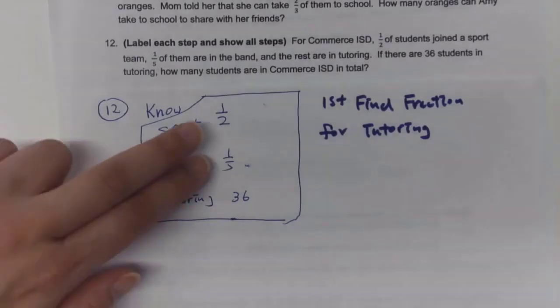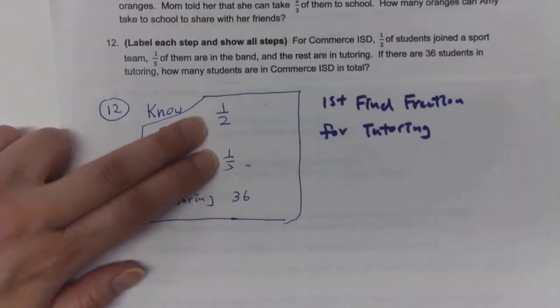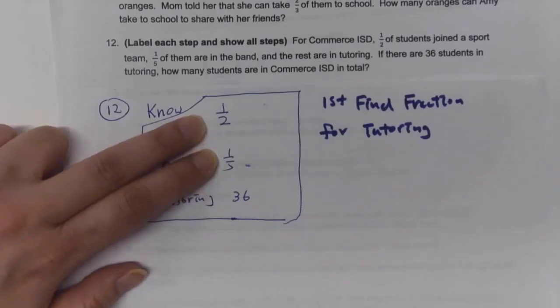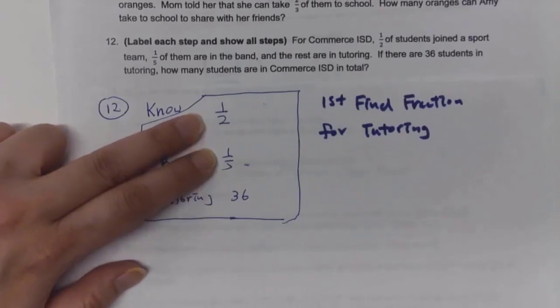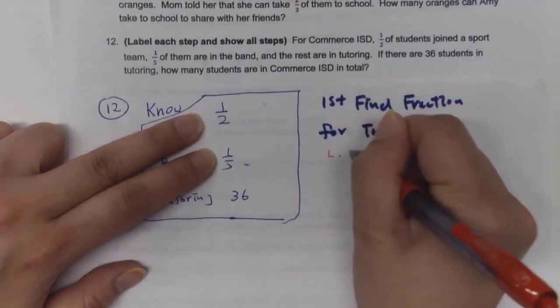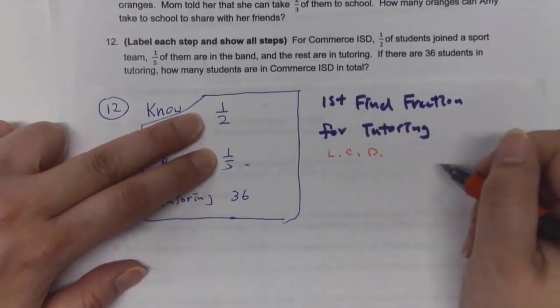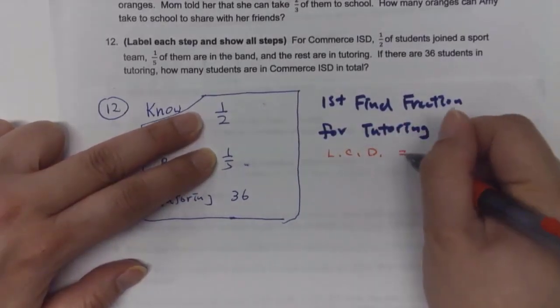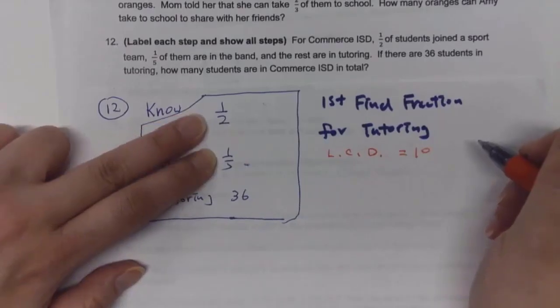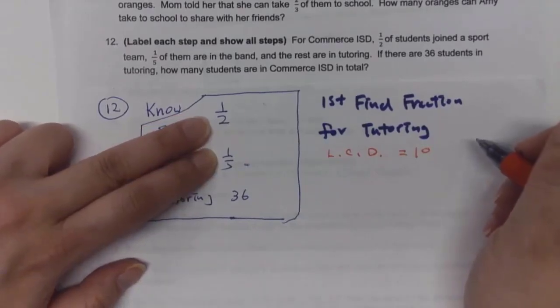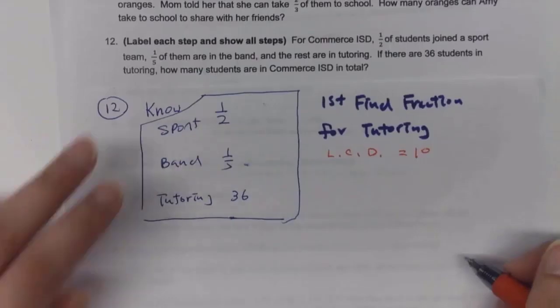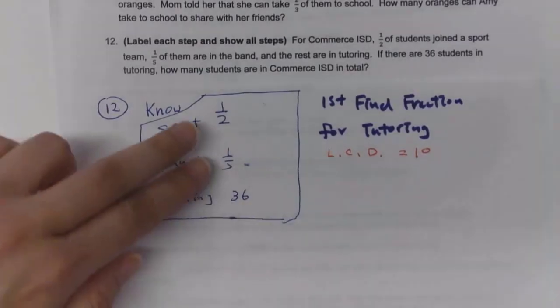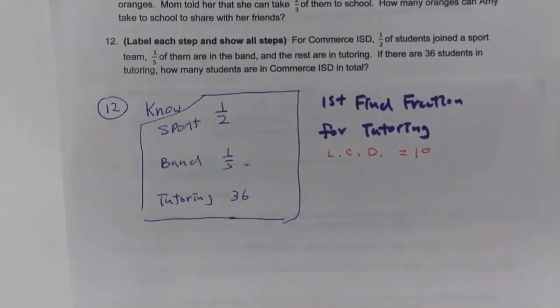So I also noticed these two fractions have different denominators. So I probably need to find the lowest common denominator, which will be 10. You can list the multiples of 2 and 5. The first one they have in common is going to be 10. And sometimes you can just multiply those two numbers. They may not be the smallest one, but that would also work.